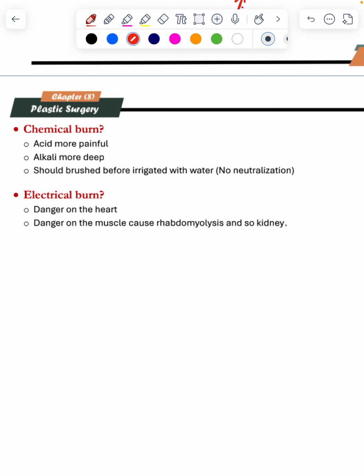Chemical burn: acids are more painful, alkali is deep. It should be brushed and irrigated with water. It doesn't cause neutralization, it should be brushed. So no neutralization before irrigation, don't try to neutralize with the water. Just brush it first. If you try to dilute it, it is not useful, or rather it can cause harm. That's why in chemical burns, first brush it. Then electrical burn: danger of heart, and immediately muscle rhabdomyolysis.